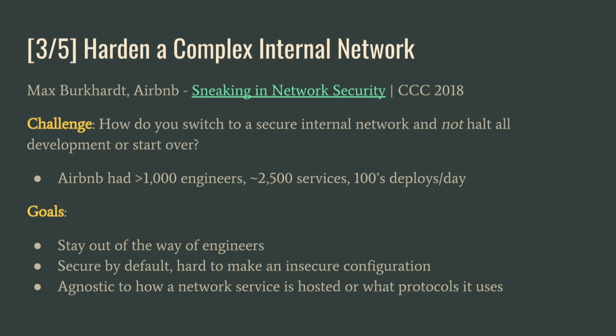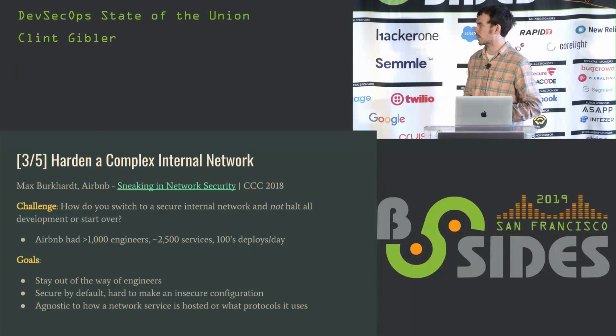OK, cool. So this is from Max of Airbnb at CCC. A challenge for many companies is you have this crunchy exterior, soft interior, right? So how do you switch to a secure internal network while not halting development and starting over? If you have 1,000 engineers and tons of services and say hundreds of deploys a day, you can't really say, hey everyone, please stop working for a couple days or a week while I change things, because that's going to cost hundreds of thousands or millions of dollars in lost productivity.